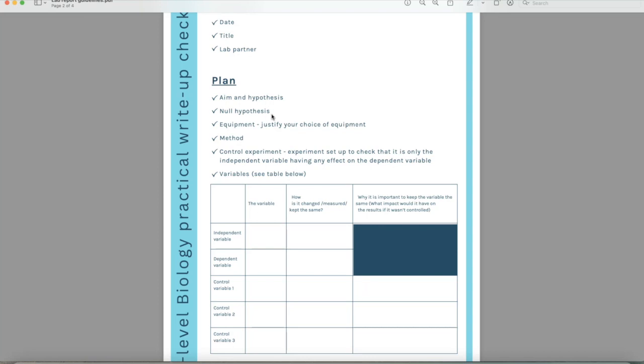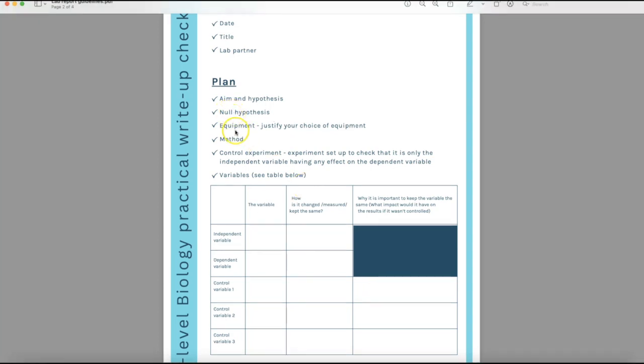So let's say if we were looking at the effect of pH on enzymes, our null hypothesis would be that pH will have no effect on enzymes. Or if you know you're going to be investigating a correlation, then you'd specifically say that there is no correlation between pH and the rate of enzyme-controlled reactions.